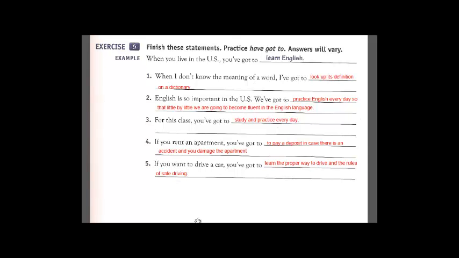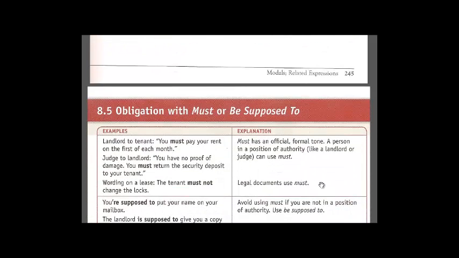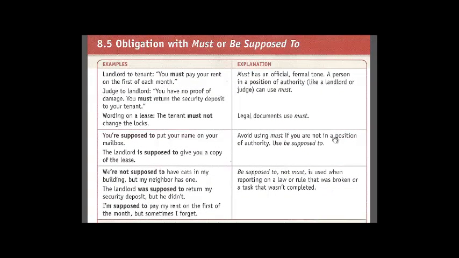Alright, let's go on to section 8.5. It's talking about obligation with must or be supposed to. Okay, here are some examples. The landlord to tenants: You must pay your rent on the 1st of each month. Judge to landlord: You have no proof of damage. You must return the security deposit to your tenant. Wording on a lease: The tenant must not change the locks.